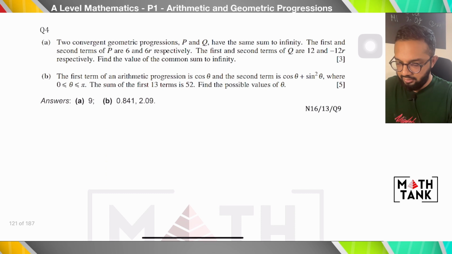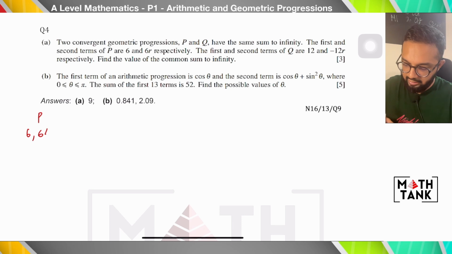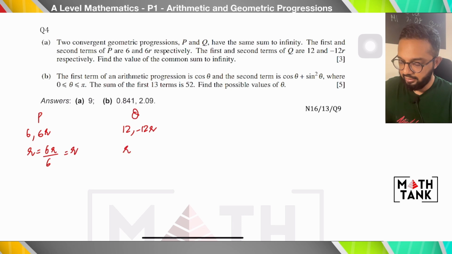Going on to the next question, it says two convergent geometric progressions P and Q have the same sum to infinity. The first and second terms are 6 and 6r, which means that the common ratio is 6r over 6, which is r only. The first and second terms of Q are 12 and minus 12r, which means that the common ratio in this case is minus r. Okay. Find the value of the common ratio.